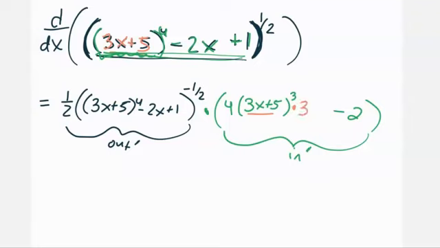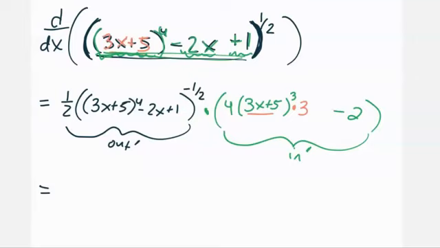So notice, we can ignore the 1/2 stuff and just focus on this for one second. Did we correctly take the derivative of something? (3x plus 5) to the fourth would be 4 times (3x plus 5) to the third times the inside, which is 3. And then we did our separate terms separately. So minus 2x is minus 2, and plus 1 was 0. So it looks like we're good. Now we can just clean it up a little bit.